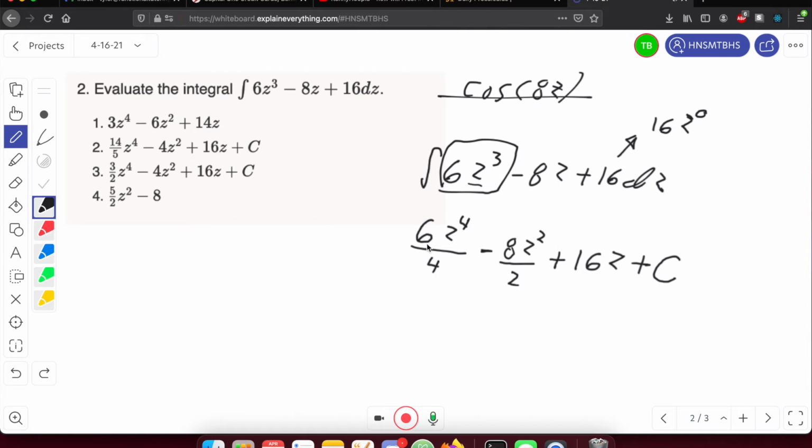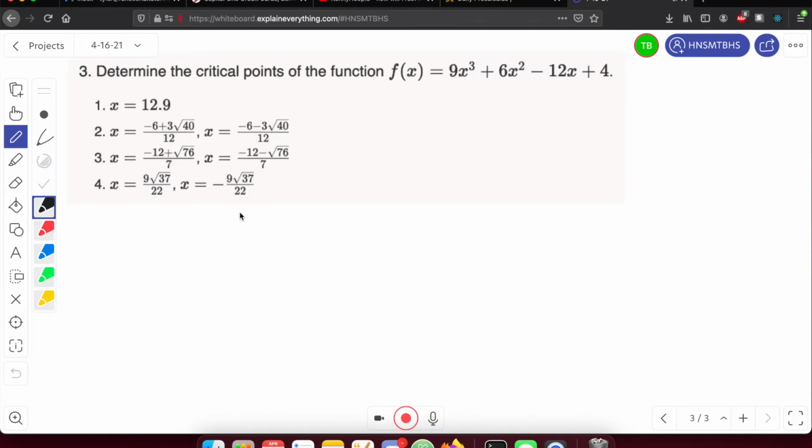Now to simplify, all we need to do is find what terms go into what. So 6 and 4 are both divisible by 2, so we can say this is equivalent to 3z to the 4 divided by 2, minus 8 and 2 are both divisible by 2, so this is just 4z squared. And then plus 16, that's just plus 16z plus c. And if we look over here, we can see that solution 3 fits what we're looking for. So that's our answer.